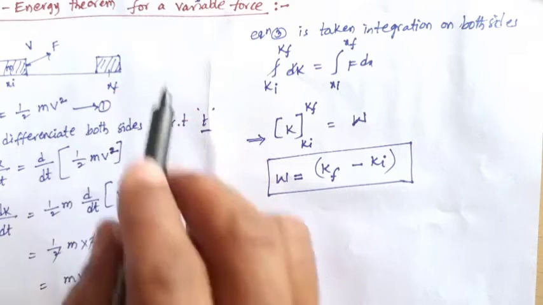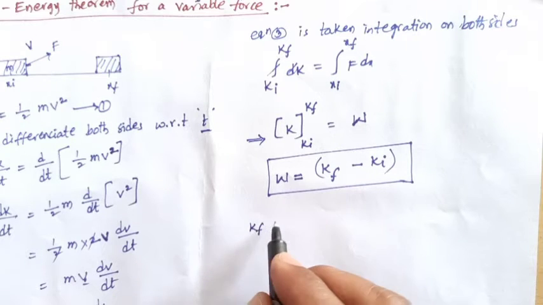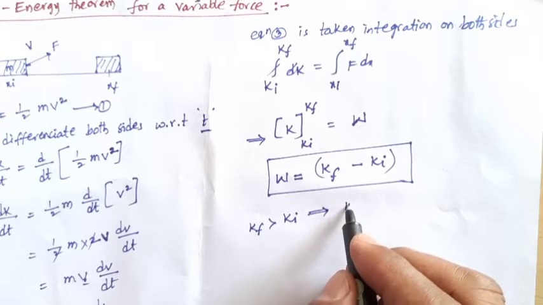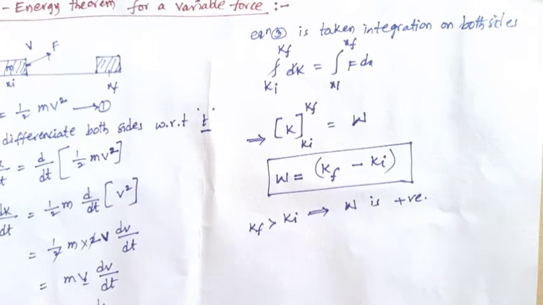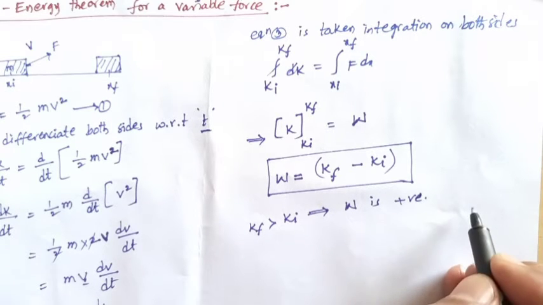Okay, so when Kf is greater than Ki, the work done is positive, which means the body moves faster.